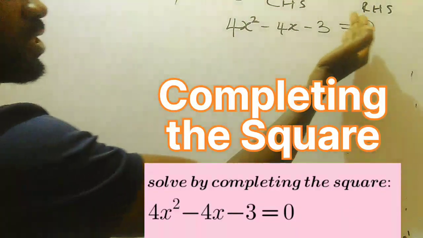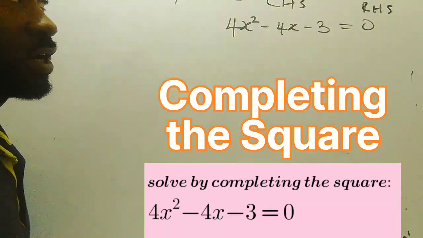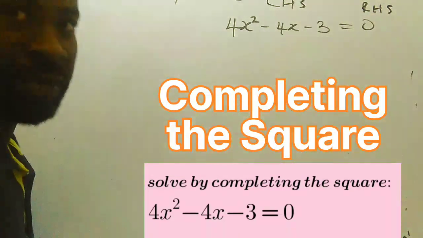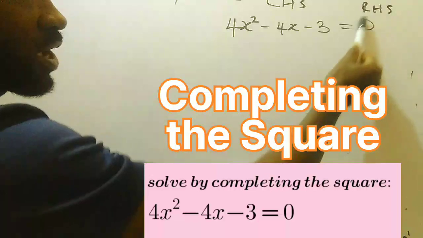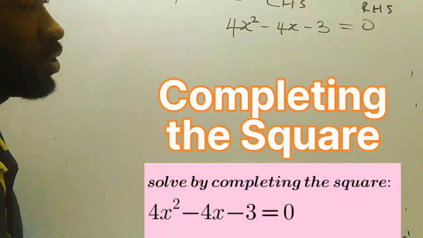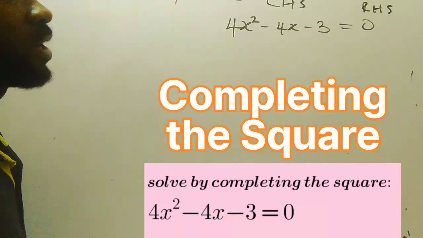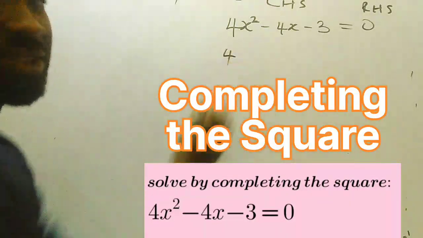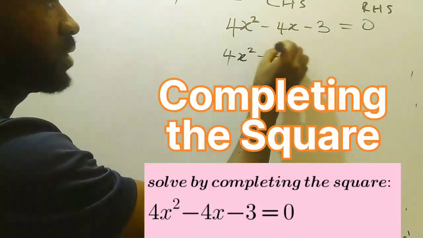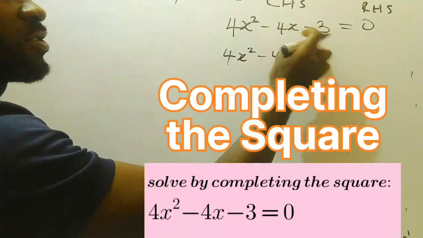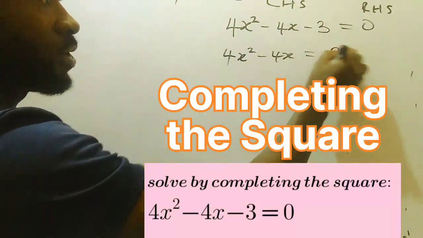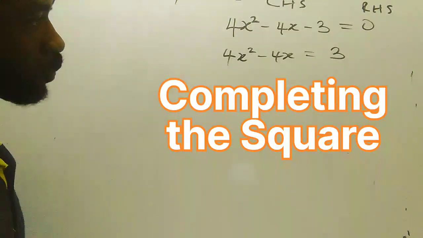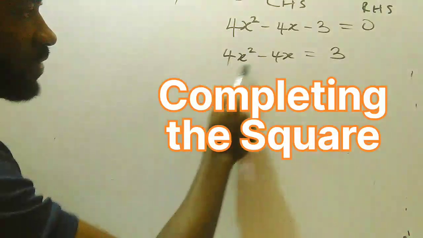Now for the left hand side we're having the first term, second term and the third term, and then for the right hand side we're just having only 0, okay? So what we're going to do first of all is that we're going to take this third term to the right hand side. So that's our step 1. So we're having 4x squared minus 4x. So if this minus 3 crosses over here, it becomes positive 3. That's step 1.